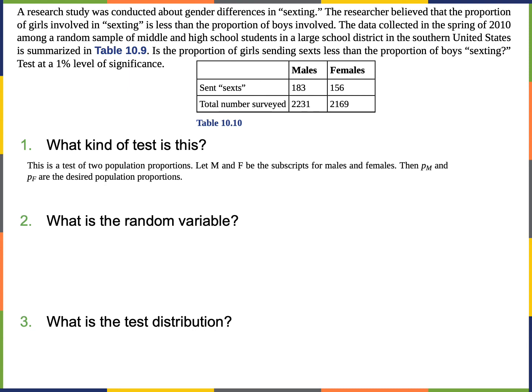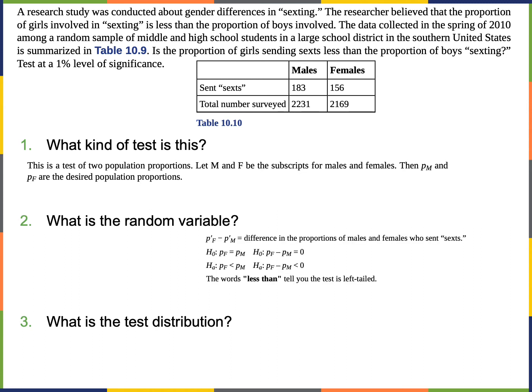What kind of test is this? This is a two population proportion test, right? We will use P_M and P_F to describe the proportion of males and the proportion of females. The random variable would be P_F prime minus P_M prime, the difference. Your null hypothesis would be that they're equal. Your alternative hypothesis would be what the researcher believed, that the girls were less involved, so P_F less than P_M, or the difference has to be less than 0. That means the test is left-tailed. What kind of distribution? Approximately normal.